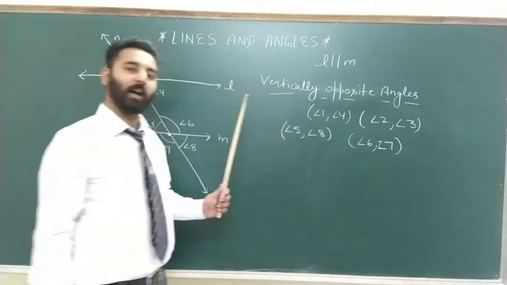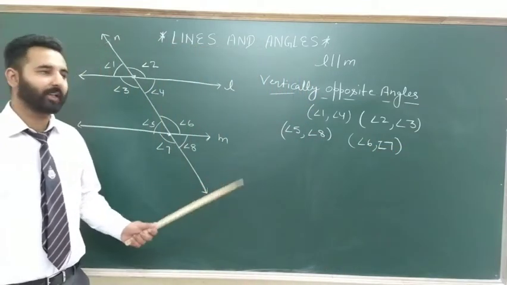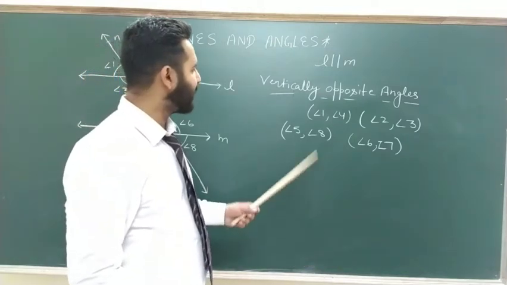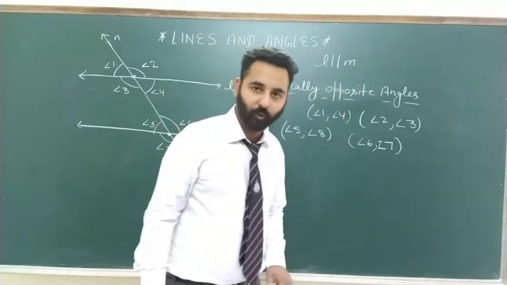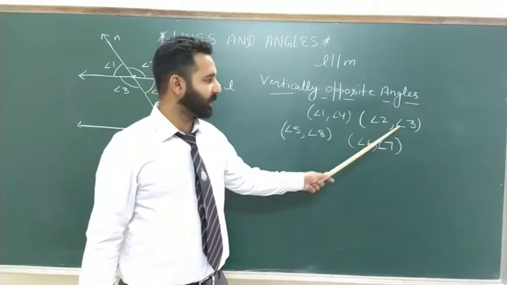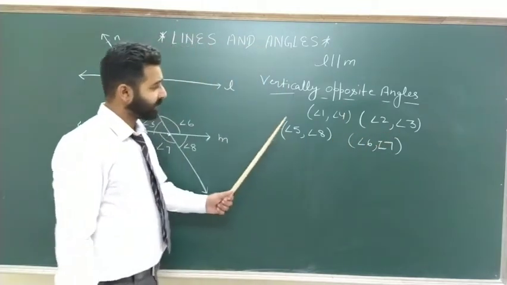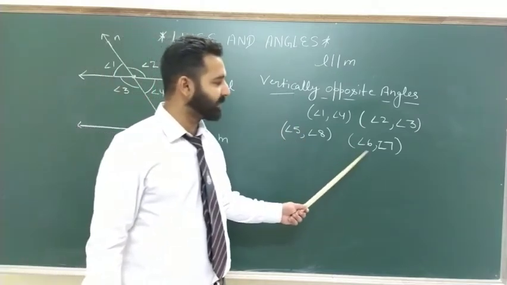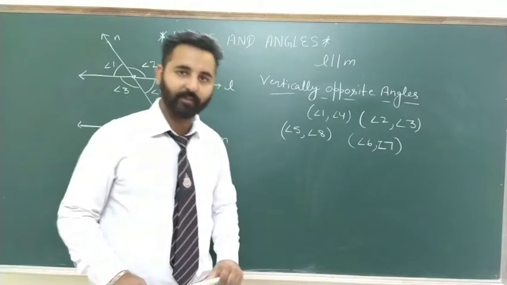So these angles are vertically opposite angles, and vertically opposite angles are equal to each other. Means angle 1 is equal to angle 4, angle 2 is equal to angle 3, angle 5 is equal to angle 8, and in the same manner angle 6 is equal to angle 7.